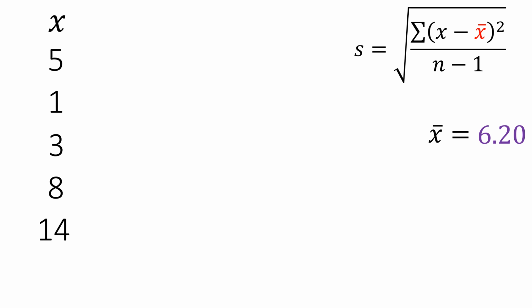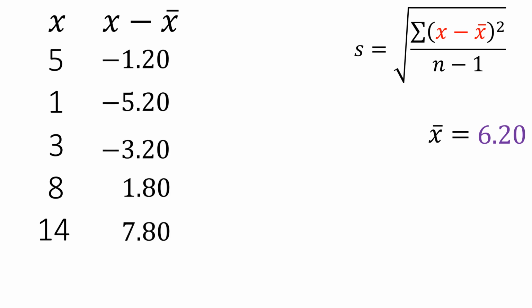Okay, so there is also x minus mean. So we need that column, x minus mean, and then that means we subtract every given to the mean that we have solved. And then there is square of x minus mean. So we need to add that another column, and then we're going to square the previous results.